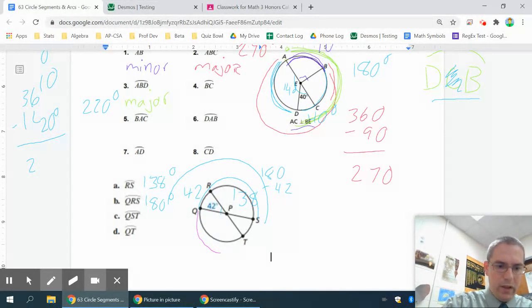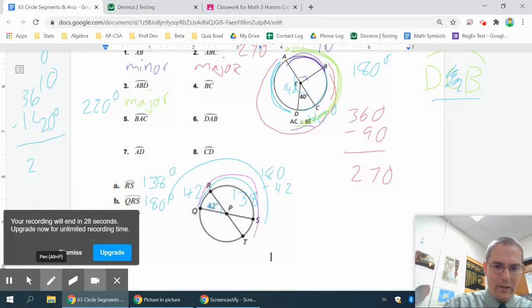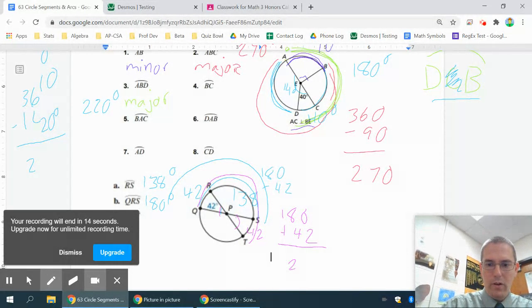If it says to go QTS, never mind. Let's try again. Start at Q, go to S, then to T. That's 180 to get from Q to S. Plus, if this is 42 over here, this other angle in the middle is 42, this is 42. So you have 180 plus 42 is a 222-degree angle there. So hopefully that teaches you how to do some of these.